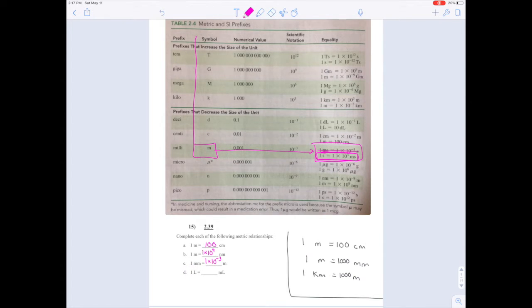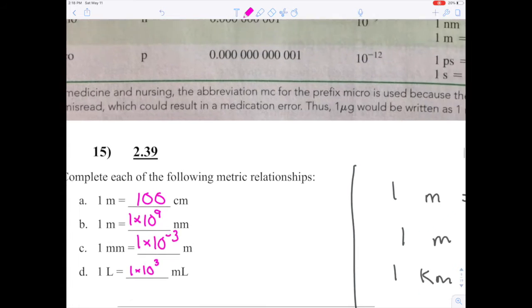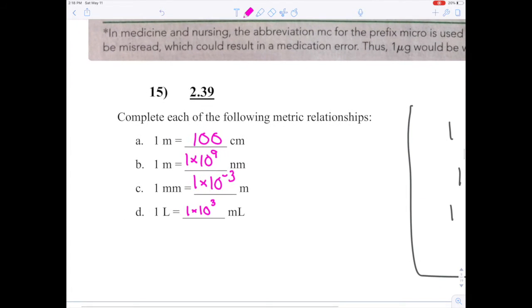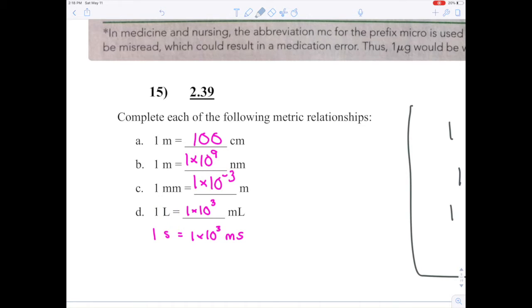Let me write that a little more clearly. 1 liter equals 1 times 10 to the third milliliters. And just so you can see the connection, because I know in the table they use seconds, and maybe that would be a little confusing, but you can see the connection if you have 1 second equals 1 times 10 to the third milliseconds. The base unit, liters, is changing to seconds. But aside from that, everything else is the same. And so you can use these prefixes with any base unit, and the number relationships will stay the same. Okay.